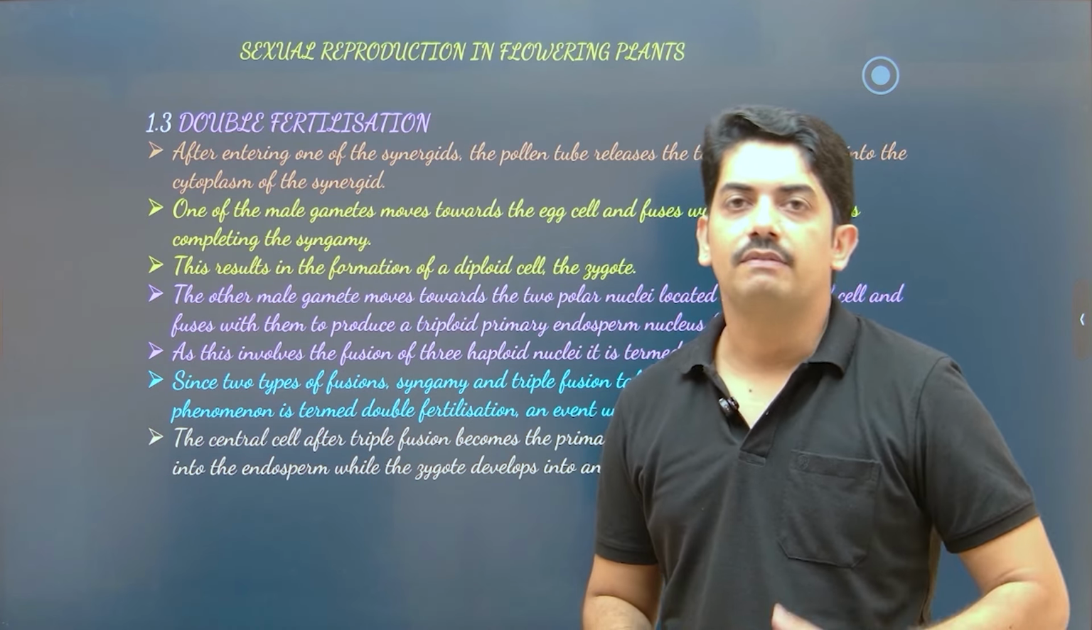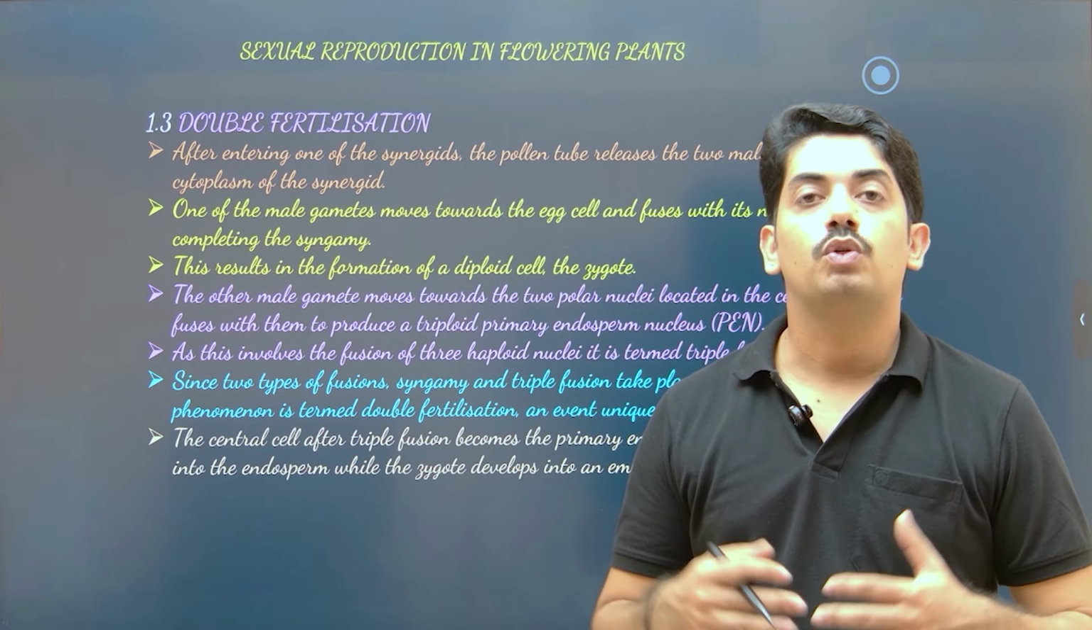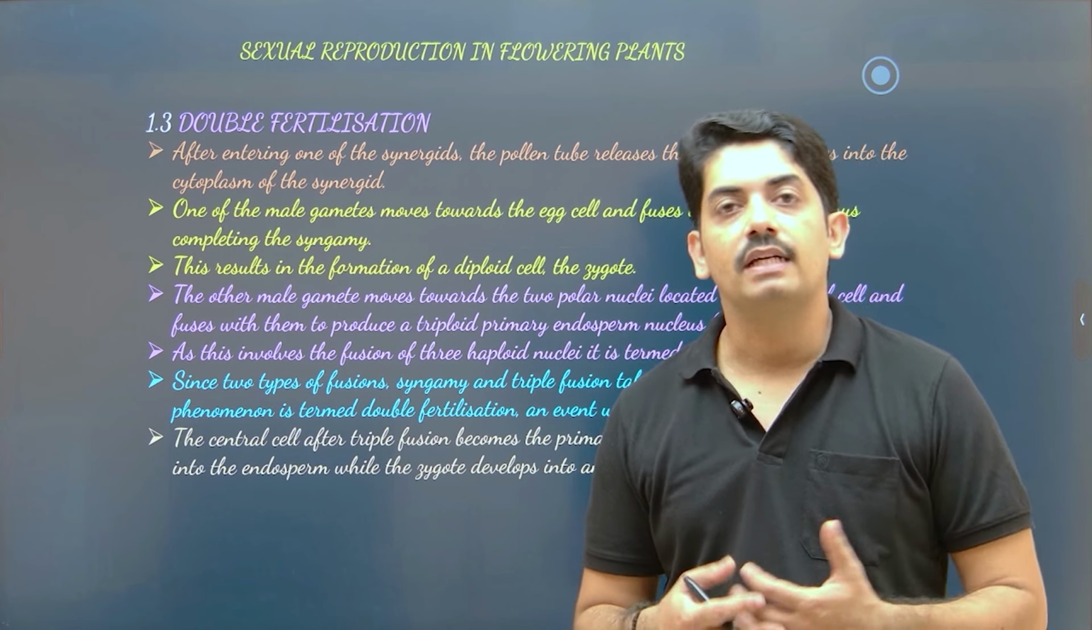So this is how artificial hybridization is conducted to get the better plants or better offsprings.